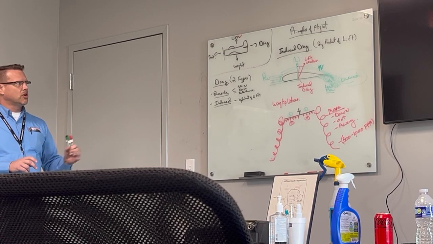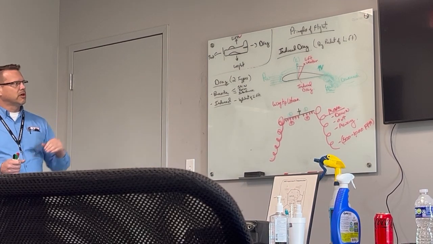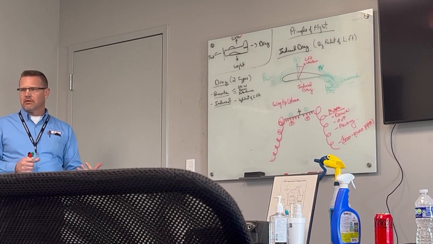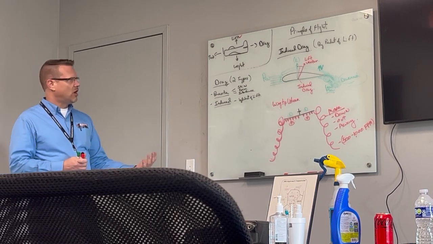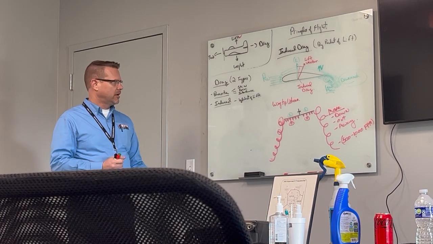Wingtip vortices are also part of induced drag, and that's the reason I'm putting it here. So we have the downwash, we have the wingtip vortices, right? These two factors coming off of the wing are what's causing us our induced drag, all right?